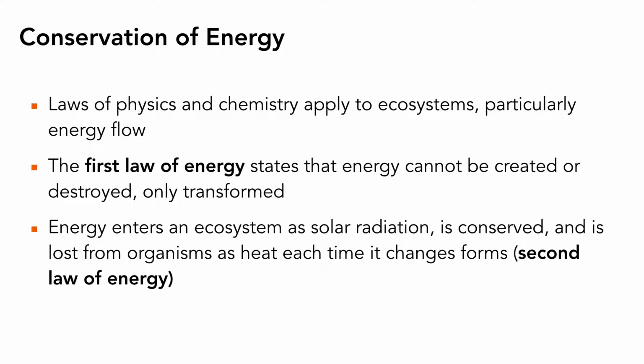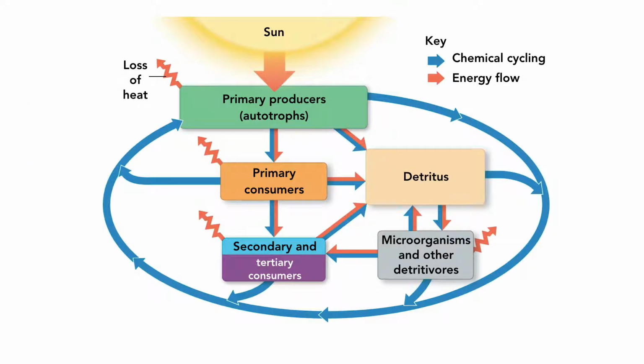But that solar radiation is conserved, and it is also lost from organisms as heat each time it changes forms. And that's the second law of energy: this idea that transformation of energy from one form to another is inefficient. It doesn't happen perfectly. There's heat lost along the way.